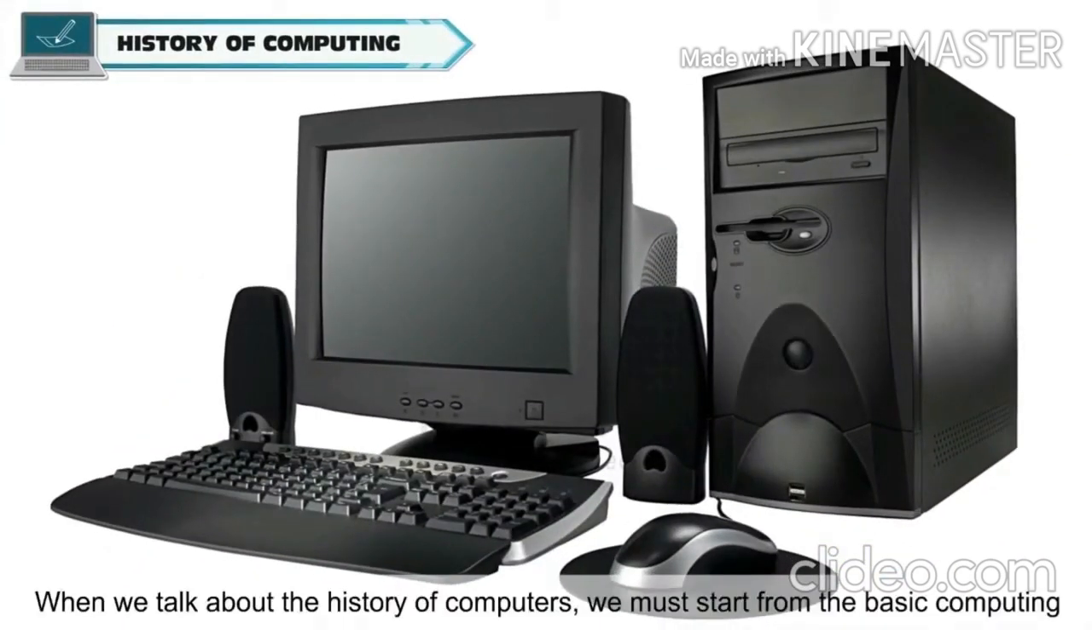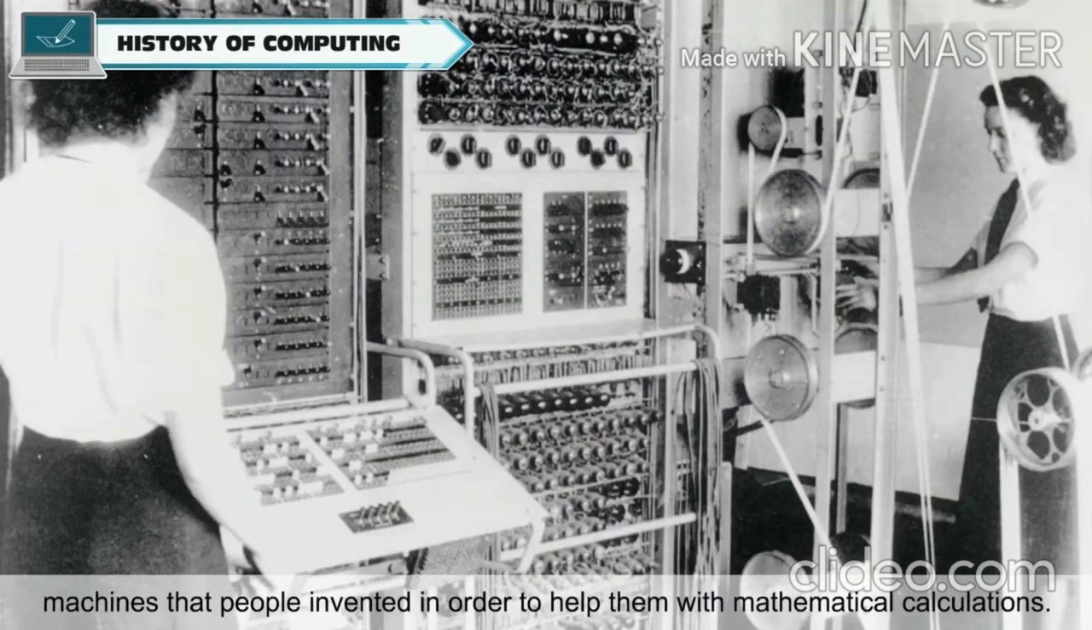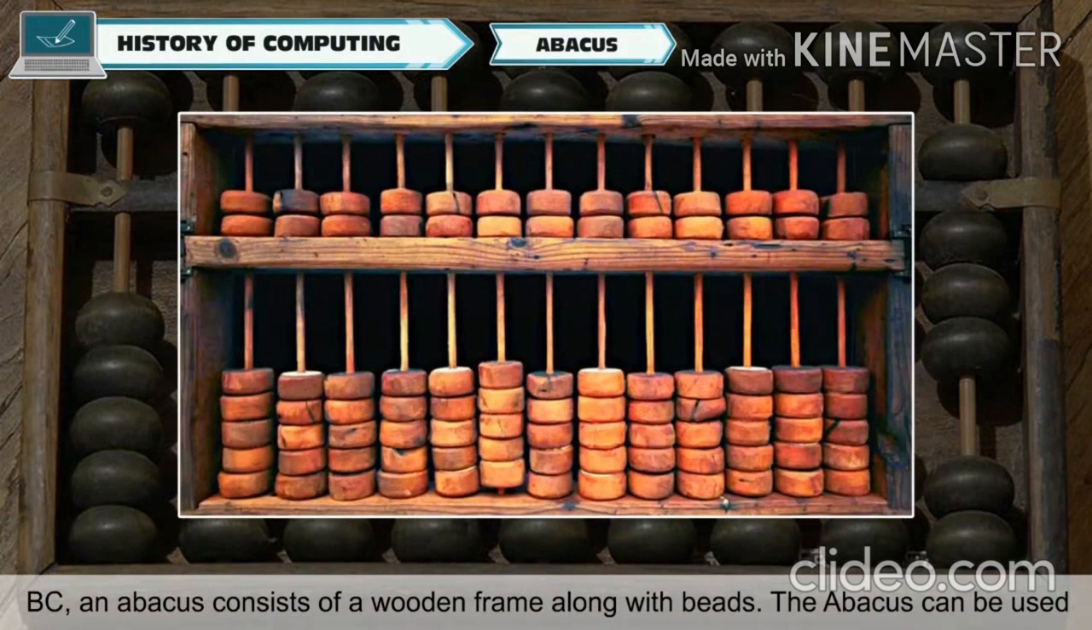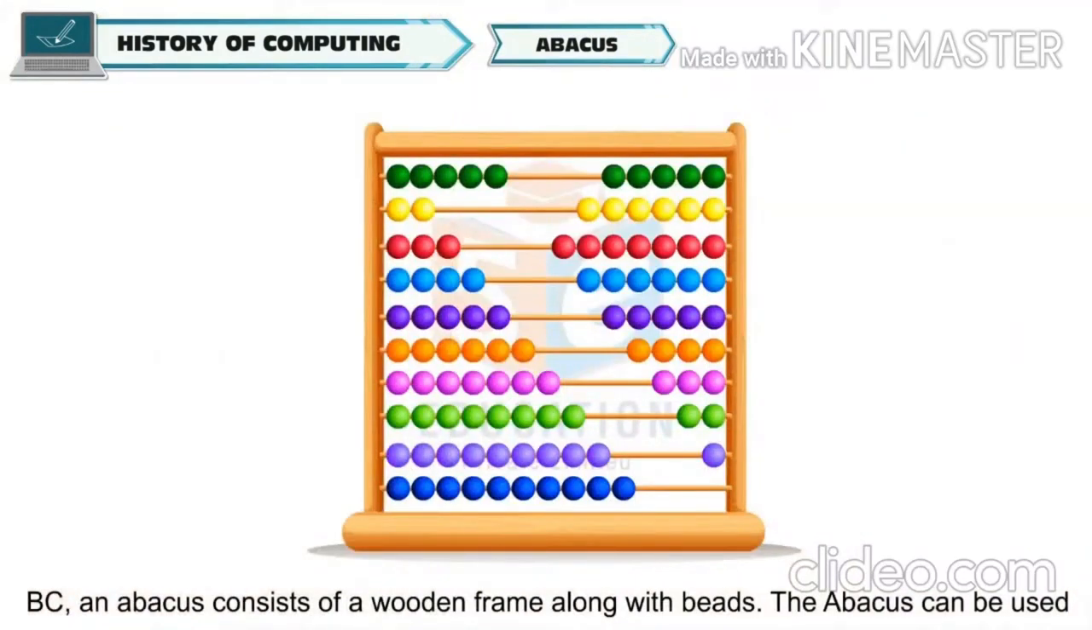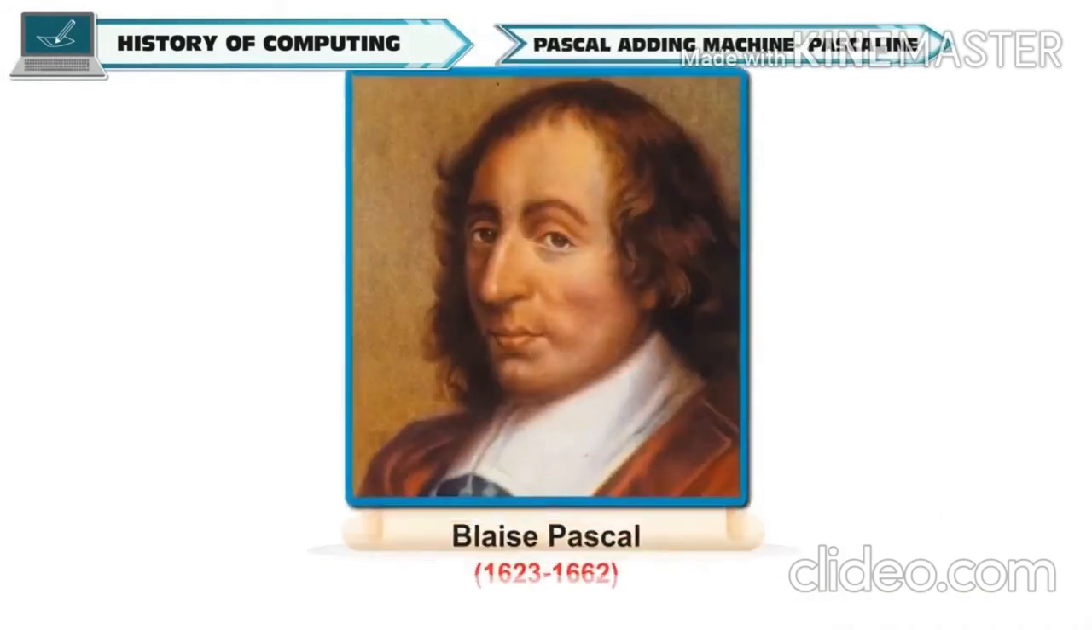When we talk about the history of computers, we must start from the basic computing machines that people invented in order to help them with mathematical calculations. The first of these is the abacus, believed to be invented by the Chinese around 30,000 BC. An abacus consists of a wooden frame along with beads. The abacus can be used to perform basic mathematical operations like addition and subtraction.